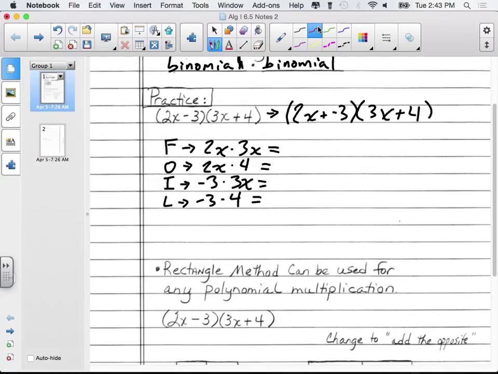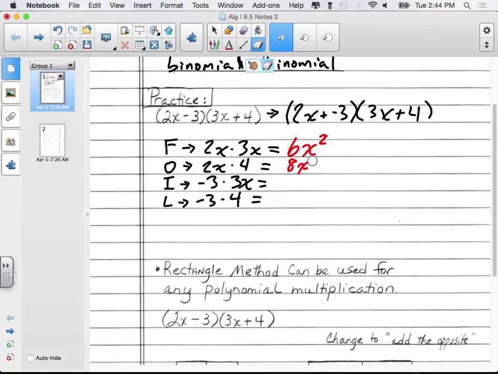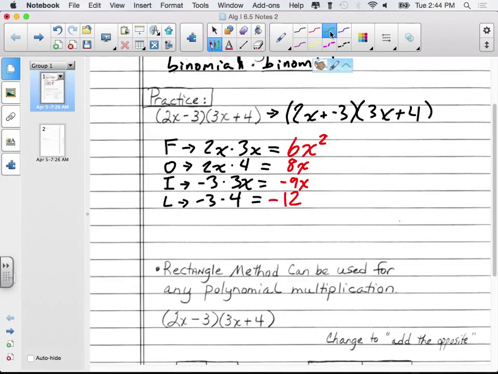Alright, so after we do each of our steps, what do we get for our F step? 6x squared. Next one, 2x times 4. 8x. Okay, next one. Negative 9x. And the last one, negative 12. Then next thing we do is we just add them all together, right? 6x squared plus 8x.